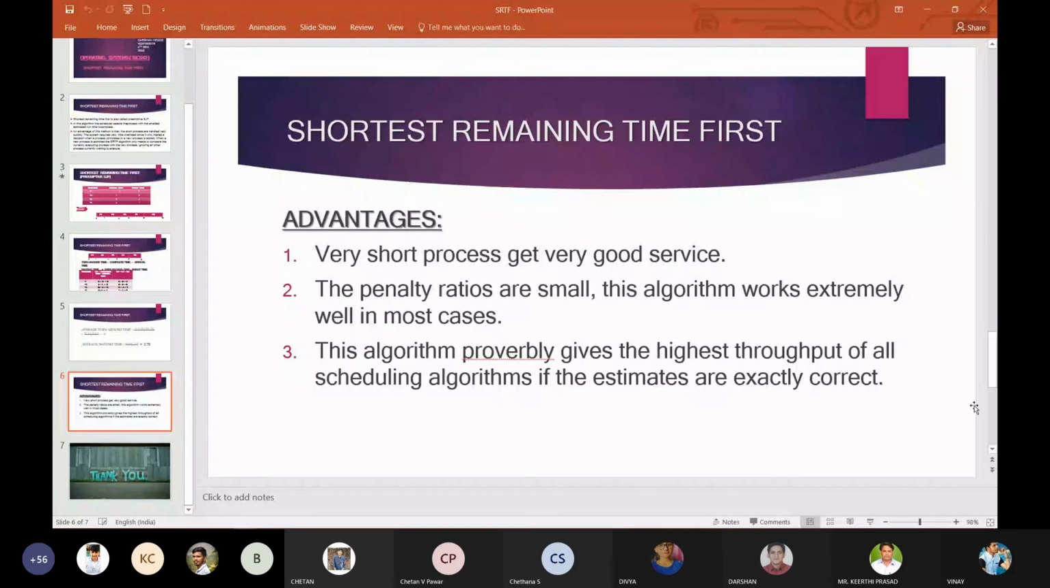Advantages of shortest remaining time first. Very short processes get very good service. The penalty ratios are small. This algorithm works extremely well in most cases. This algorithm probably gives the next highest throughput of all scheduling algorithms if the estimates are exactly correct. Next slide.